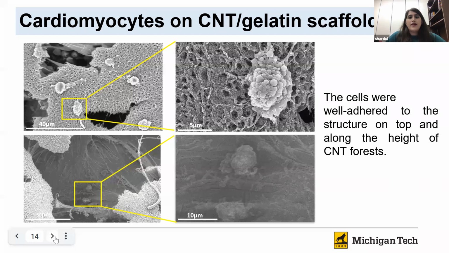You can see well-adherent cells on top of the island, and well-adherent cells on the side walls of the island, in different magnifications.